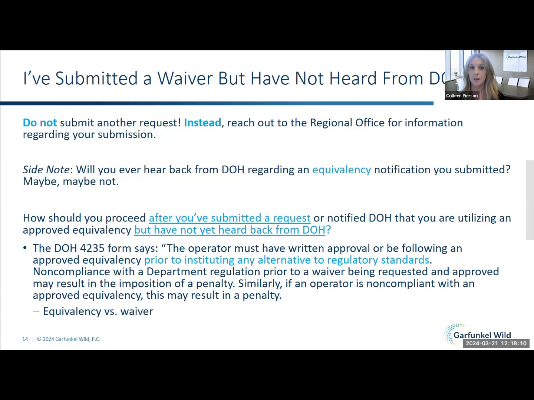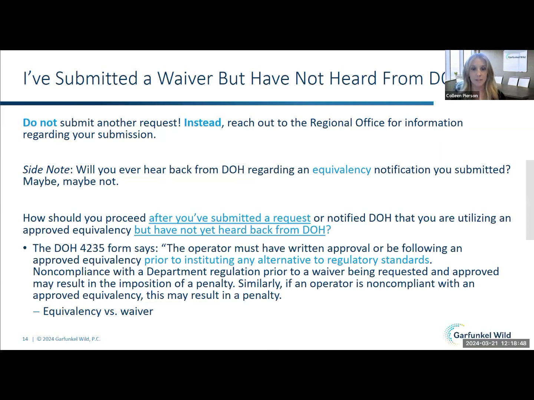But how should you proceed after you've submitted a request or notified the Department of Health about an equivalency, but you haven't heard back yet? So the DOH 4235 form says the operator must have written approval or be following an approved equivalency prior to instituting any alternative to regulatory standards. So what does that mean? You cannot be using the medical equipment until you've received approval from the Department of Health that you can use the equipment.